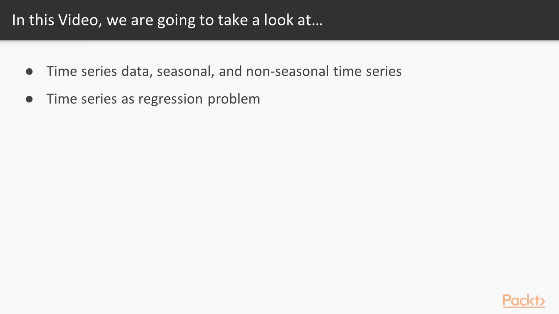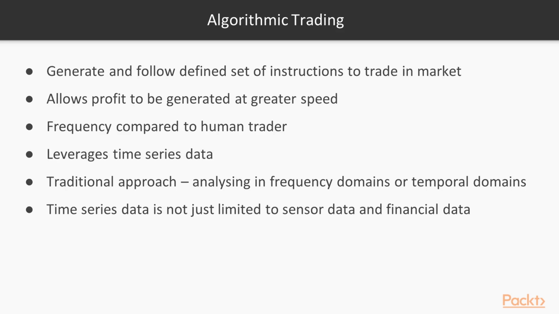In this video, we're going to take a look at time series data, seasonal and non-seasonal time series, and time series as a regression problem. Time series data is not a new type of data. Algorithmic trading is the use of computer programs to generate and follow a defined set of instructions to trade in the market. This allows profit to be generated at a greater speed and frequency compared to a human trader. Algorithmic trading leverages time series data. The traditional approach to time series data involves analyzing it in frequency domains or temporal domains. Time series data is not just limited to sensor data and financial data.